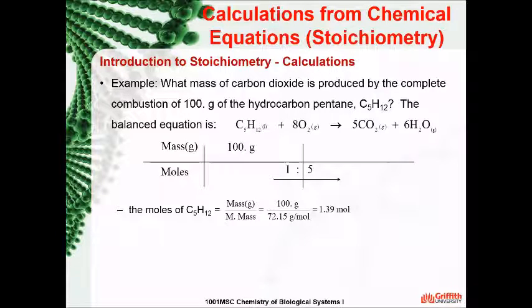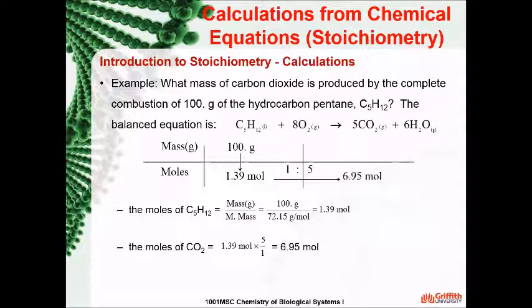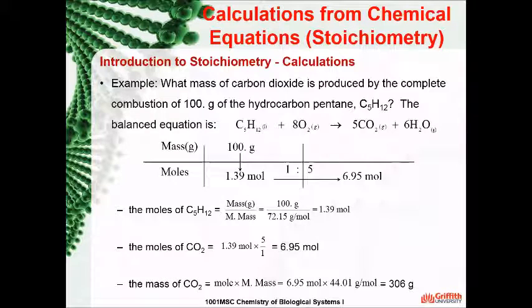The molar mass is 72.15 grams per mole, so the moles is 1.39. Let's add this information to the table. The ratio is 1:5, so the number of moles for CO2 is 6.95. Let's add this information to the table. Now, using the molar mass of CO2, we can calculate the mass of the compound, which is 306 grams.